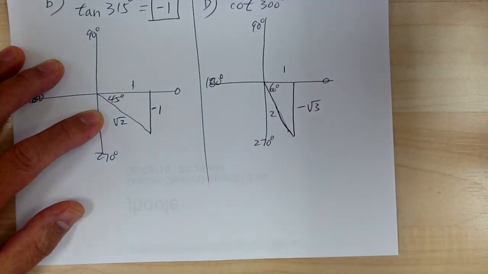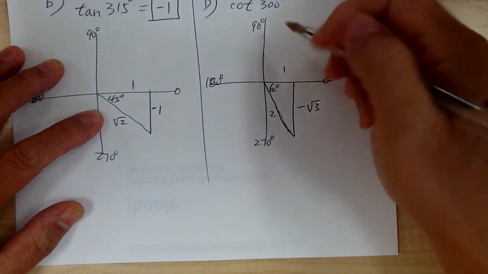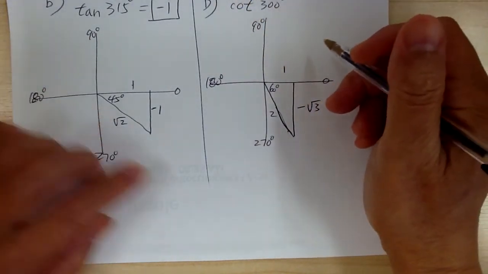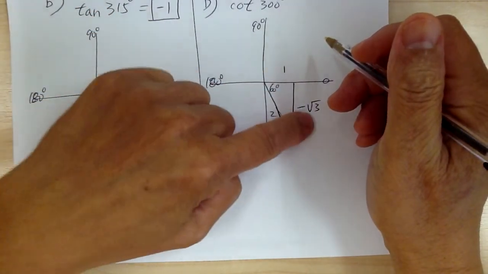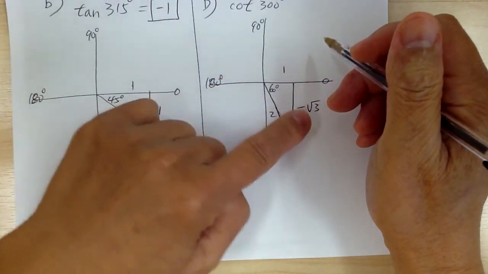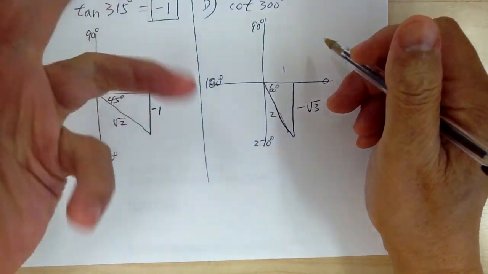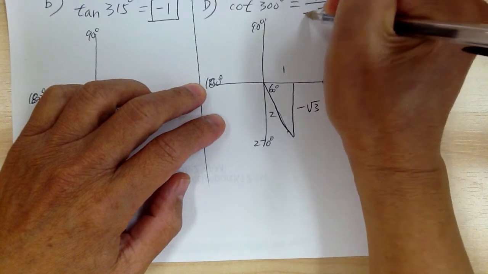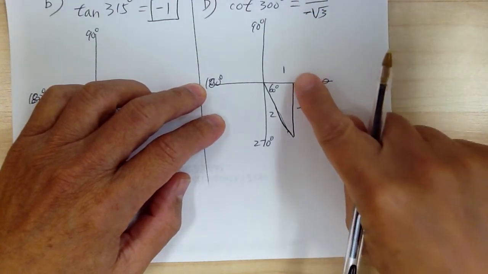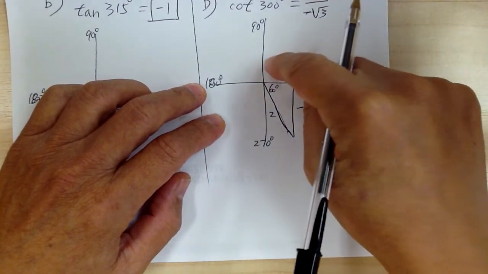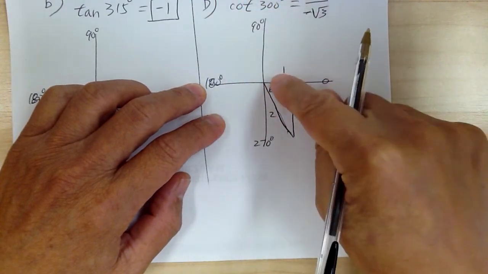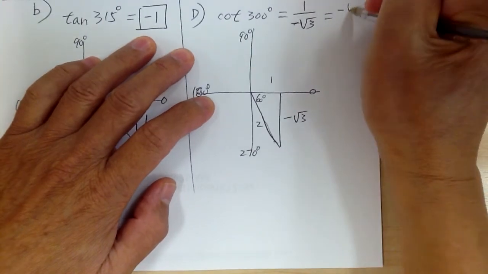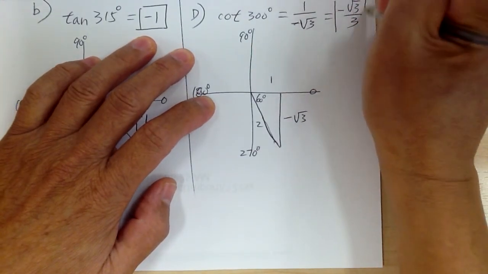Cotangent has to do with the slope, right? Tangent is y over x, so it's this over that. Cotangent is reversed, so cotangent is 1 over negative square root of 3. Again, tangent is sine over cosine, cotangent is cosine over sine. So cotangent is horizontal over vertical. So this is equal to negative square root of 3 over 3. And that is your answer.